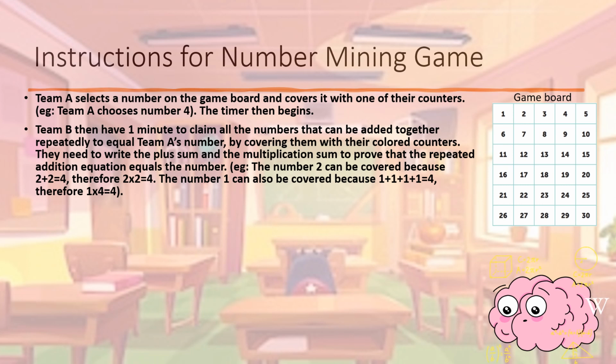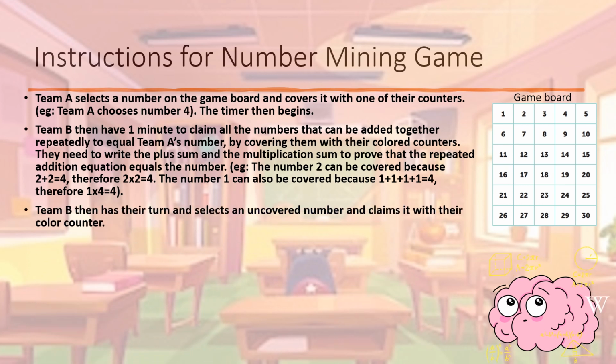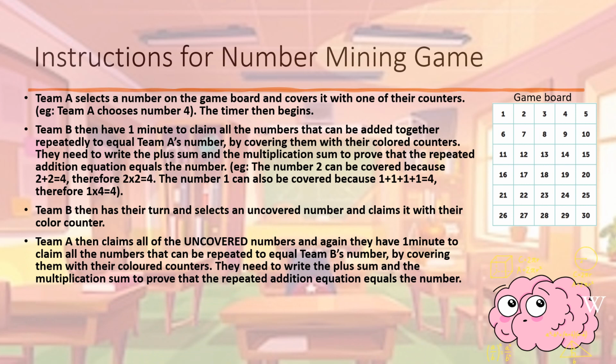The number 1 can also be covered because 1 plus 1 plus 1 plus 1 equals 4. Therefore, the multiplication sum will be 1 times 4. Team B then has their turn and selects an uncovered number and claims it with their colored counter. Team A then claims all the uncovered numbers, and again they have 1 minute to claim all the numbers that can be repeated to equal Team B's number by covering them with their colored counter.